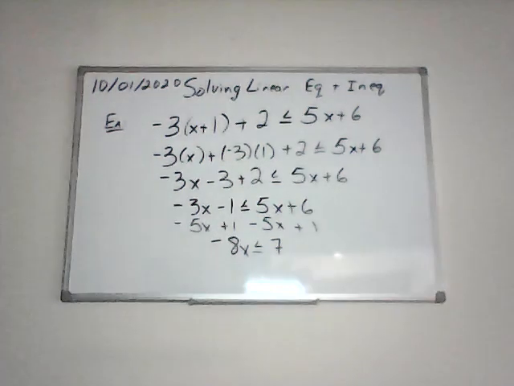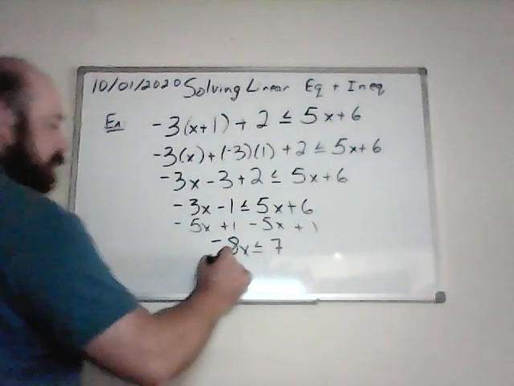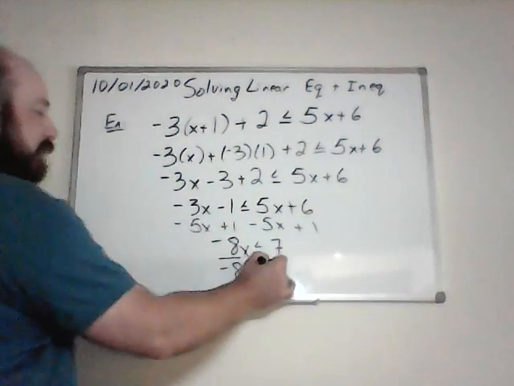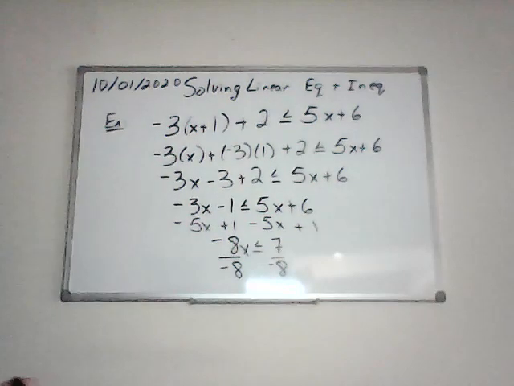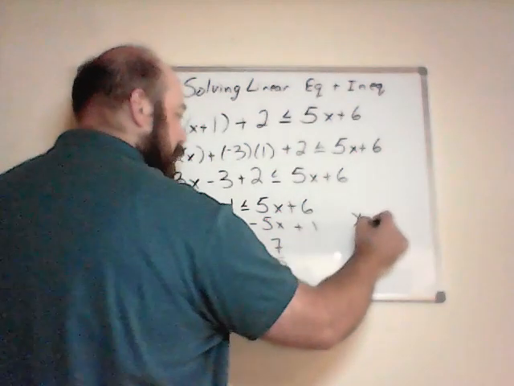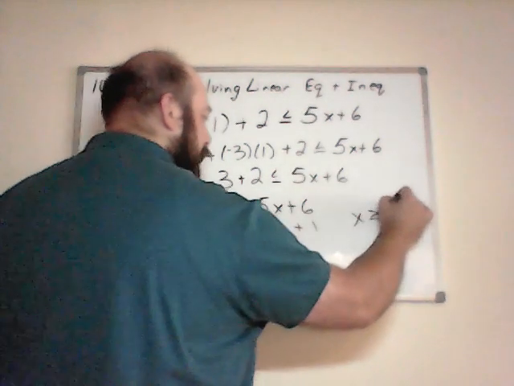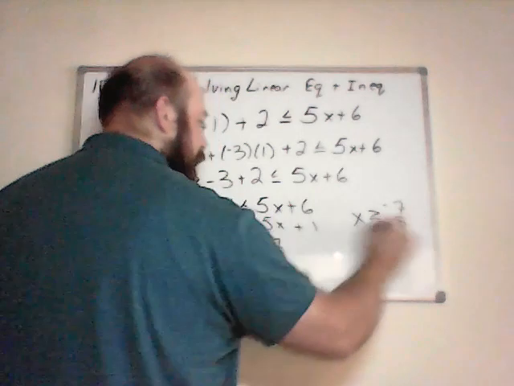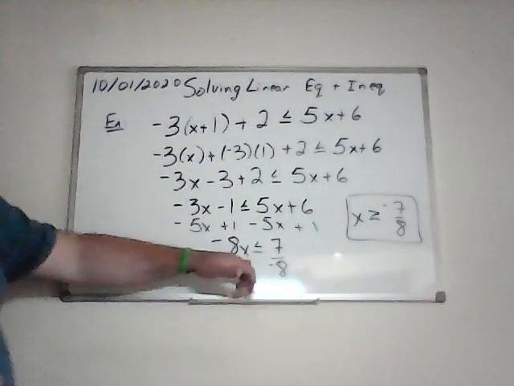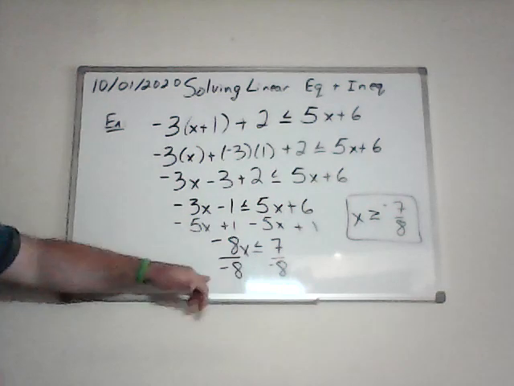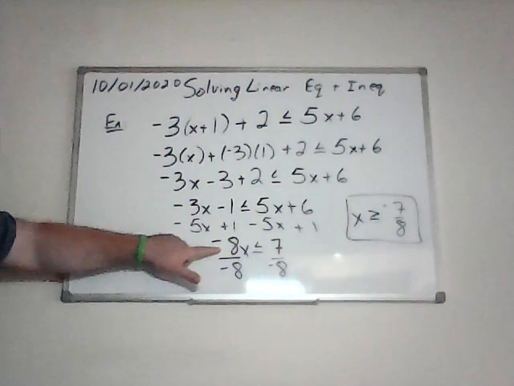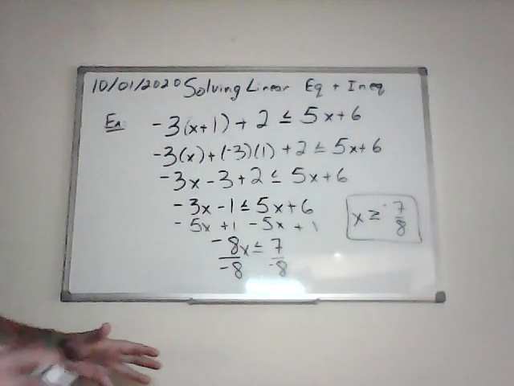Now this is exactly what I was talking about, because here in order to finish solving this, I'm going to be dividing by a negative 8. And once I divide by the negative 8, what I'm going to get is x is greater than or equal to negative 7/8. Again, here I said that we need to go ahead and switch that inequality if we divide by a negative. So if this side was negative and this side was positive, we would not need to do that.